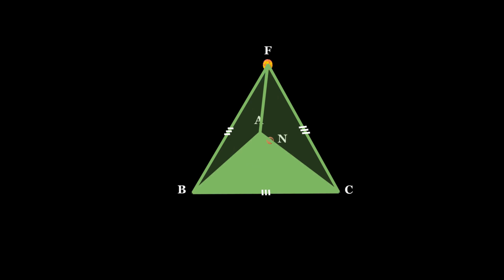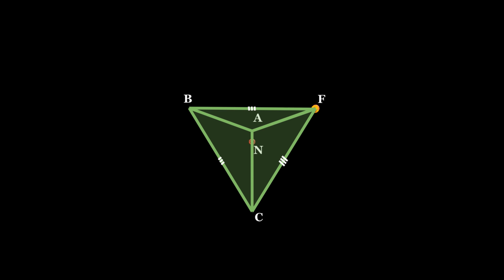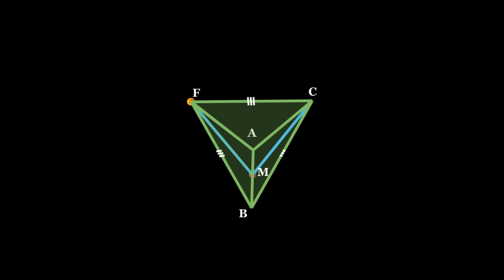You can also think of it this way. Imagine balancing the regular tetrahedron ABCF on the edge AC. No matter where N is on AC, the line segment NF to NB is the same. The same can be said for line segments MF and MC.